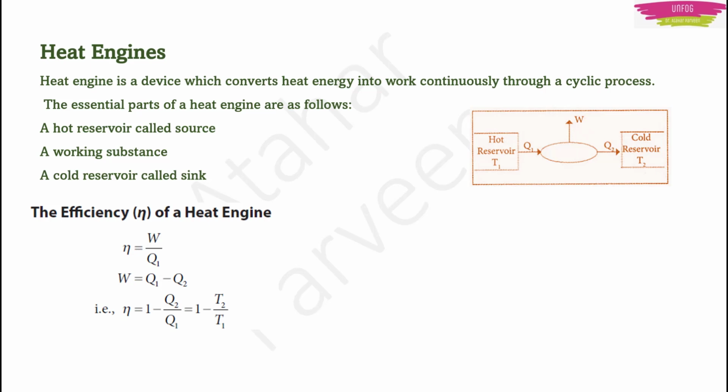That's why efficiency eta will be equal to W upon Q1, or in place of W I can write Q1 minus Q2, or eta will become 1 minus Q2 by Q1. Here for Q1 minus Q2 you can divide it by Q1. You will get 1 minus Q2 by Q1. Okay. Now because temperature is directly proportional to heat, I can also write it as efficiency is equal to 1 minus T2 by T1. Okay, this is a very important formula. Eta is equal to 1 minus Q2 by Q1, or eta is equal to 1 minus T2 by T1.